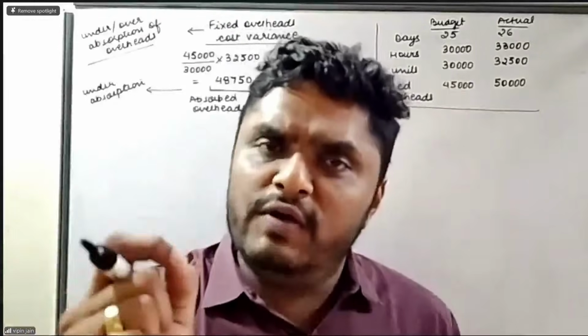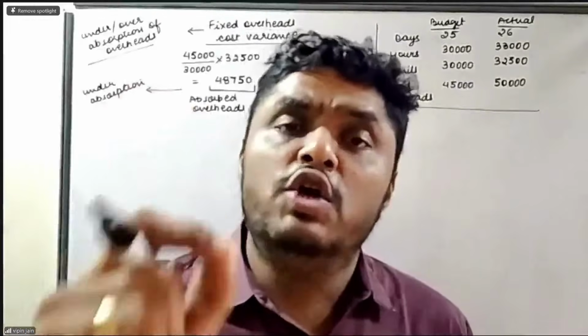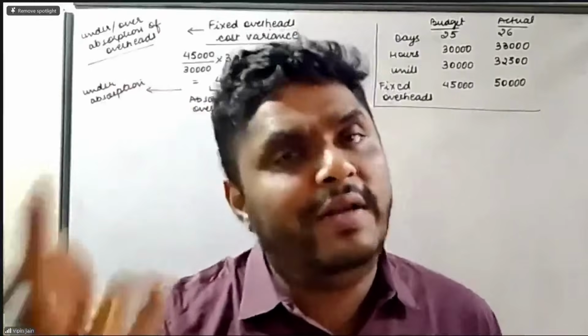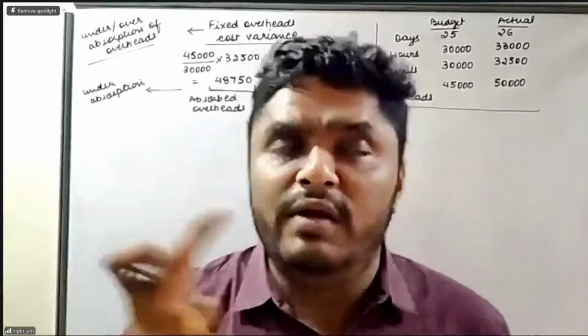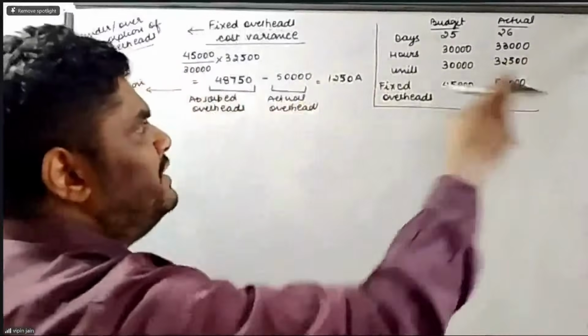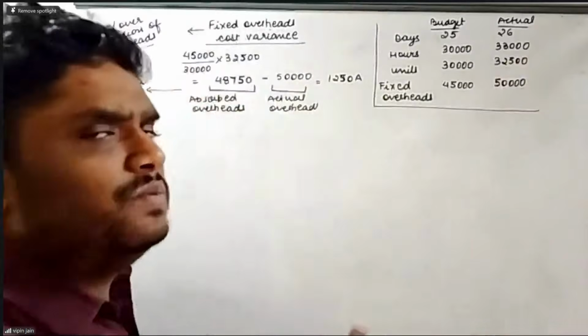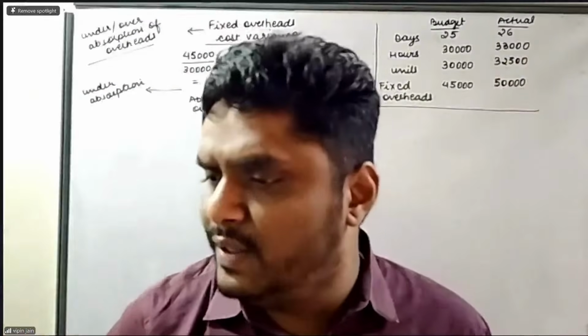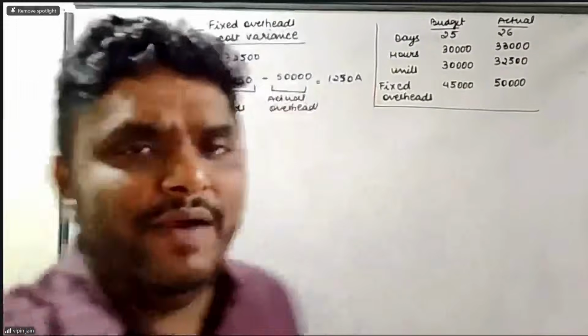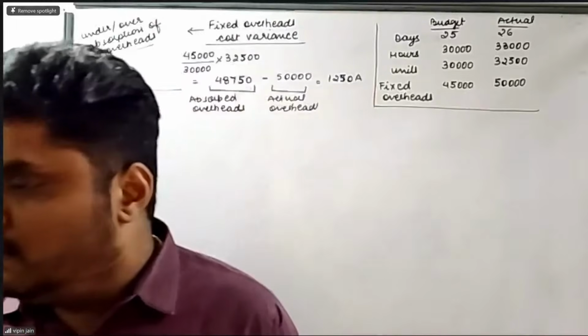45,000 is for 30,000 units. So for 32,500, how much? 48,750. Whereas for 32,500 units, how much did I actually spend? 50,000. So this is 1,250 extra. So that's why this variance will be adverse. Anyone with any doubts or queries?